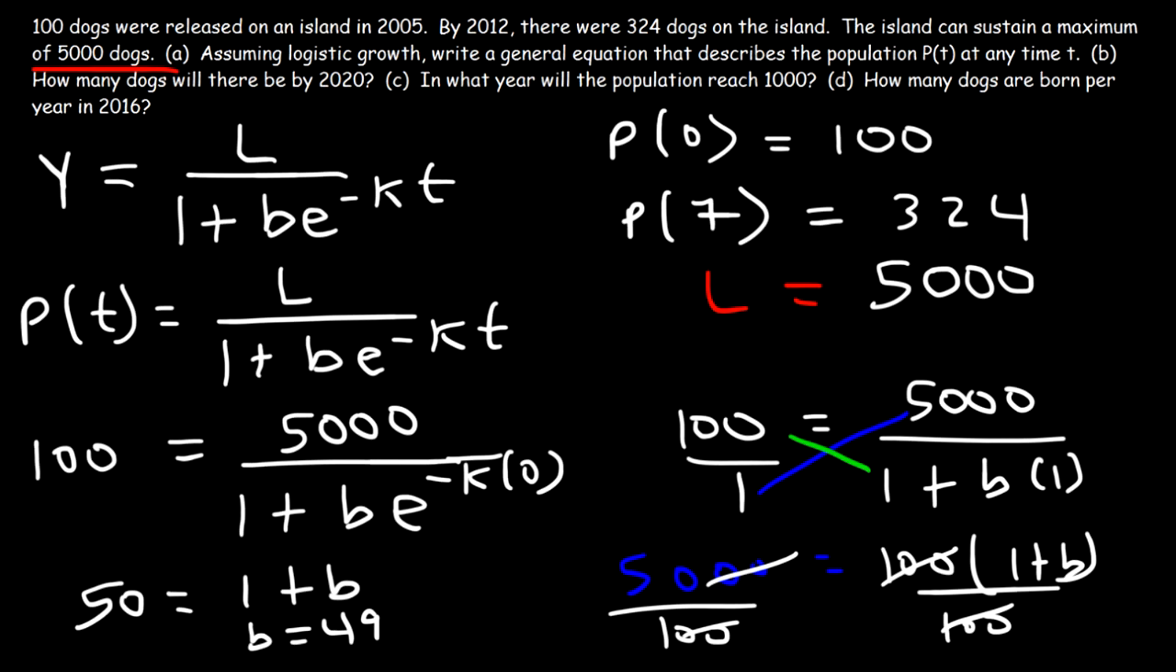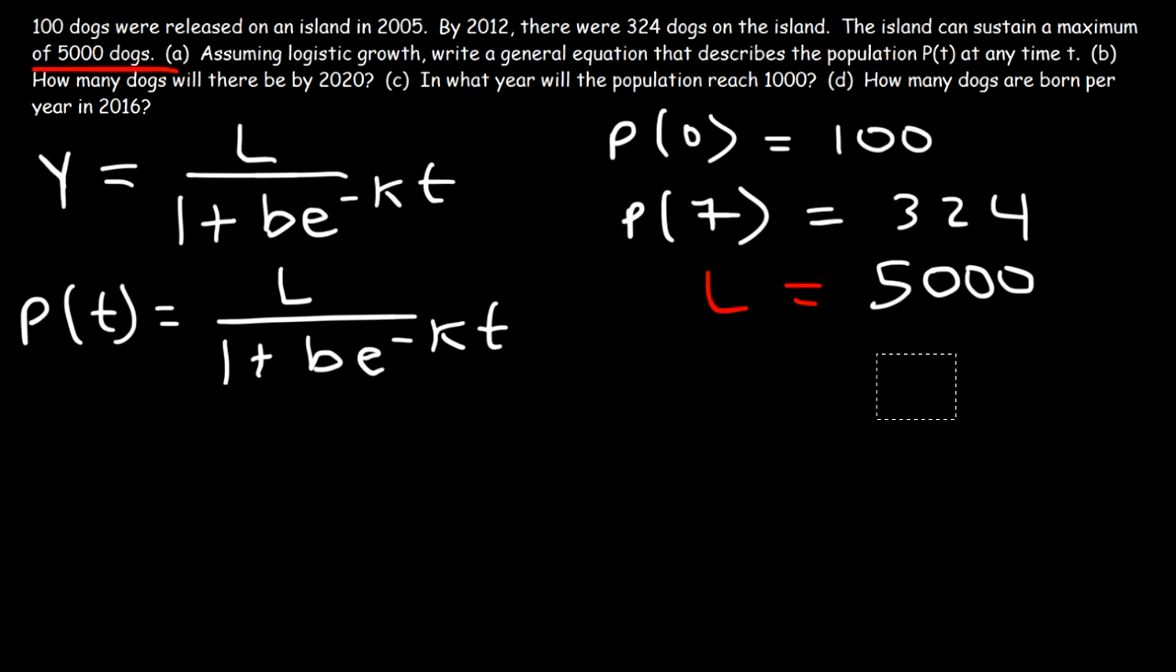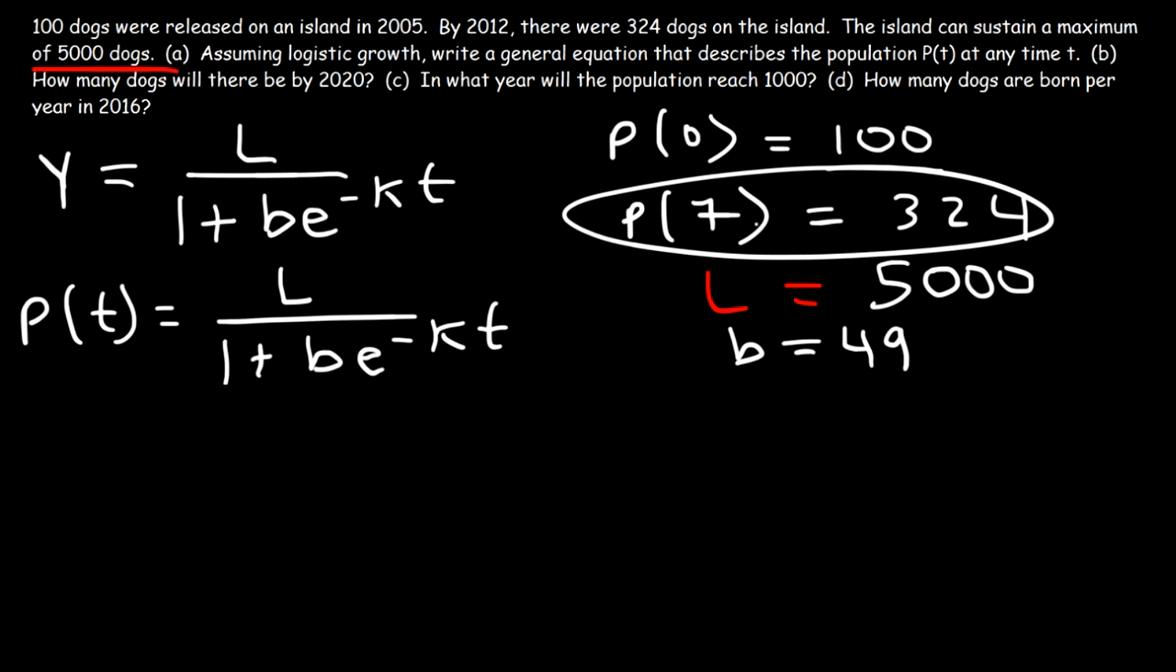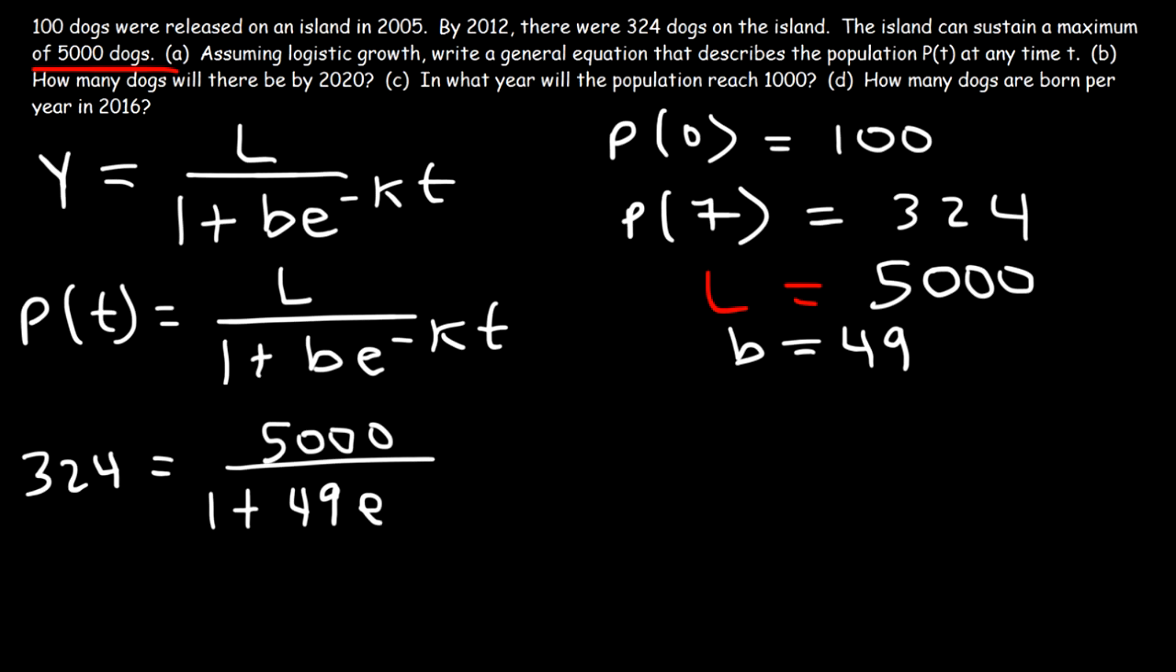So now let's just get rid of a few things. So therefore, we know that b is 49. Now let's use the second point to find the value of k. So t is 7, therefore P of 7 is 324. L is still 5,000. B is 49 times e raised to the negative k, and t is 7.